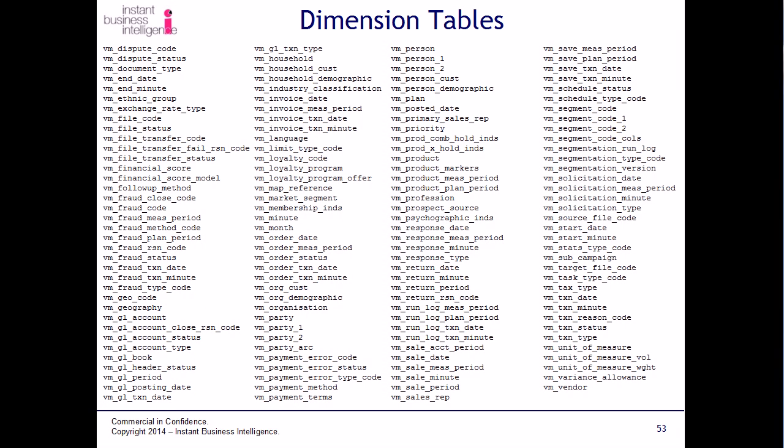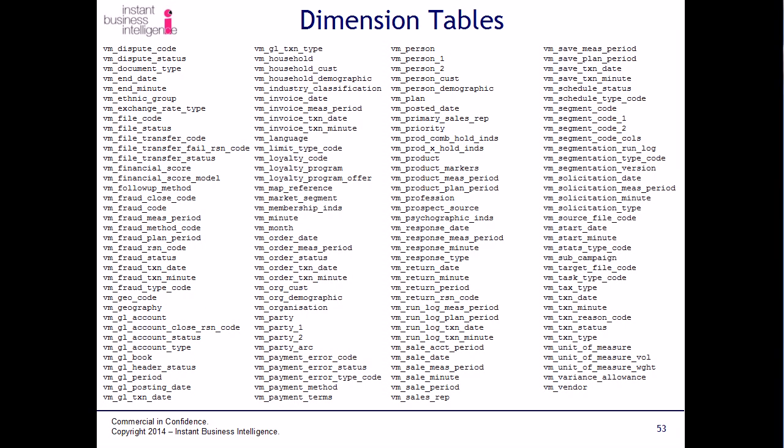In most organisations, payments happen, so there's a payment error code and payment error status and error type code, and then the payment method and the payment terms, like 30 days, 45 days, 60 days, those sorts of things. For parties which are persons, we have VM person and then VM person 1 and 2 for the association, and VM person customers for parties who are persons who are also customers. Person demographics, so if we want to look at the demographics of individual persons, we go through that table.